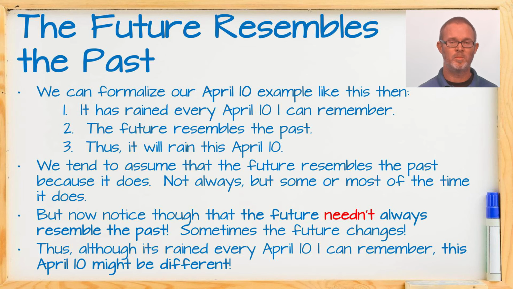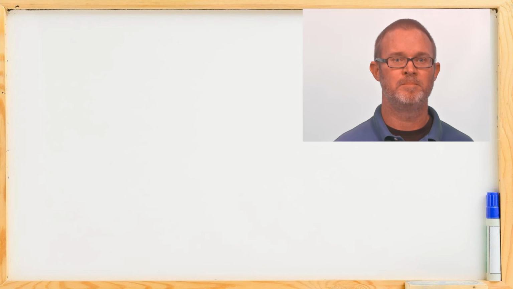So we see here our April 10 example. We can reformalize the example to include the premise that the future will resemble the past. So here we have the premises: 1, it has rained every April 10 I can remember, and 2, the future resembles the past, therefore 3, it will rain this April 10. Again, given that our second premise doesn't always turn out to be true, we can have an argument in which we have a true premise, that it's rained the last 10 Aprils or every April I can remember, and yet a false conclusion, right?